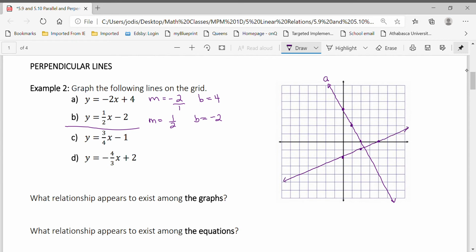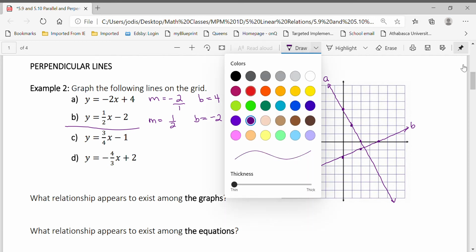Okay, so this is B. All right, if we take a look, these kind of cross each other. That makes it look like an X or a T, right? But it looks like it crosses each other in a 90-degree angle, which makes sense because we're talking about perpendicular lines here, so we're hoping that I'm actually graphing some.